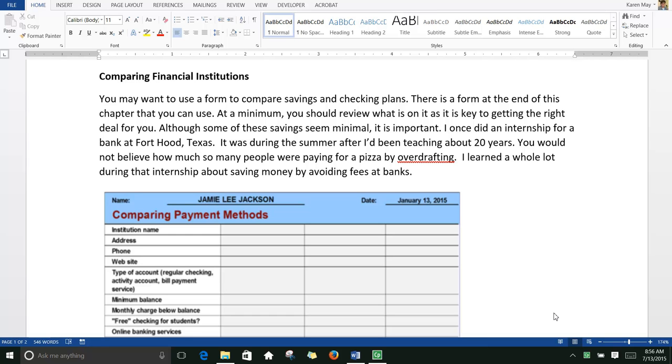I once did an internship for a bank at Fort Hood, Texas. It was during the summer after I'd been teaching about 20 years. You would not believe how much so many people were paying for a pizza by overdrafting. I learned a whole lot during that internship about saving money by avoiding fees at banks.